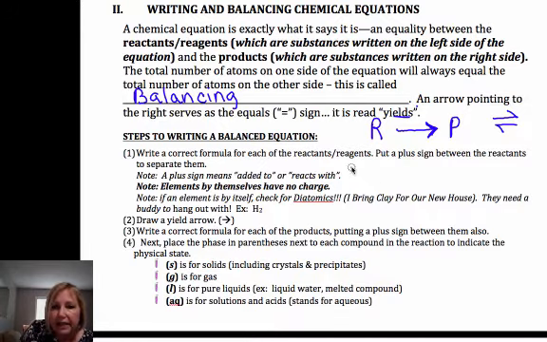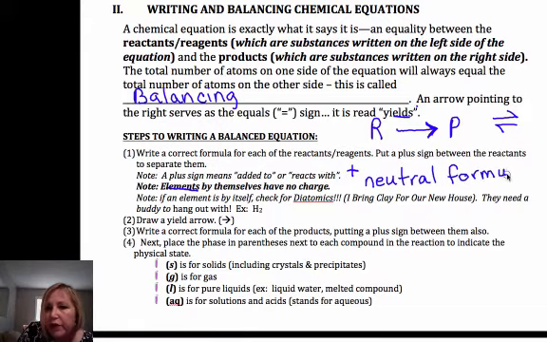Now, when we're adding things together, we use a plus. There are no minus signs. It's always A plus B goes to C plus D, okay? If you have a pure substance all by itself, so if you have an element or a neutral formula like NaCl or CH4, you're not going to see any charges. If there's an ion, then we'll write charges.